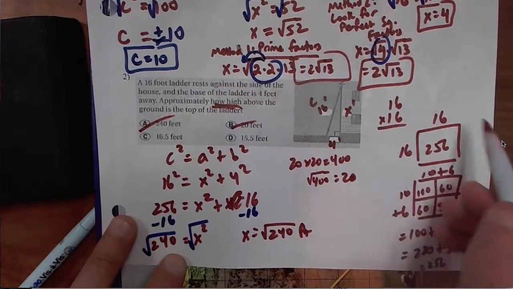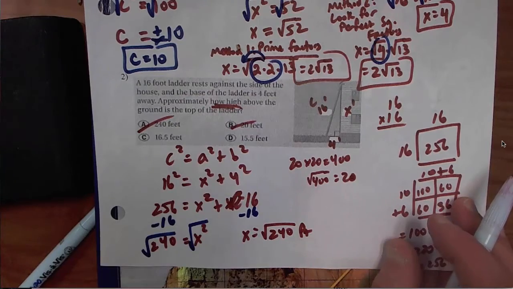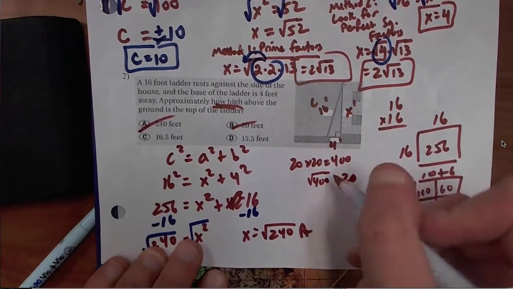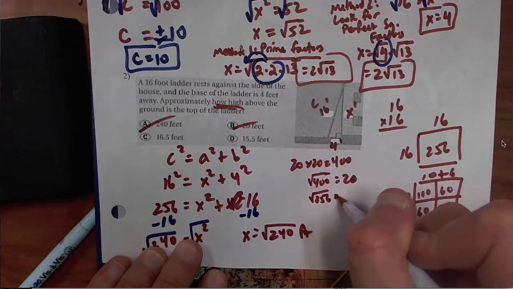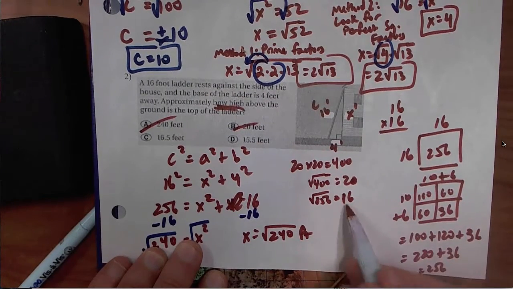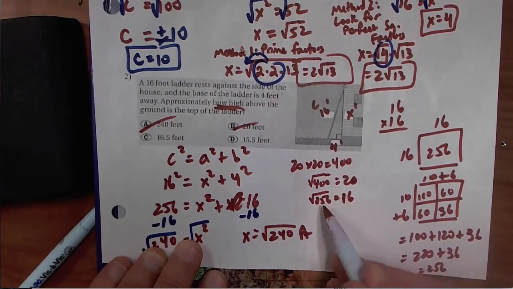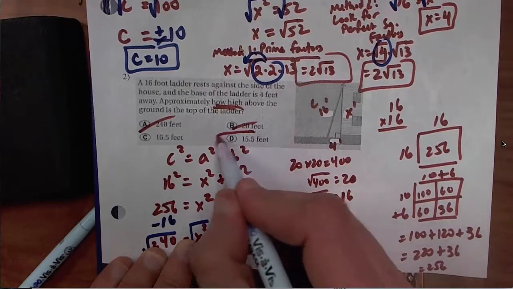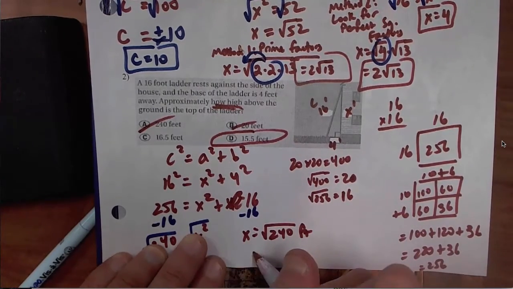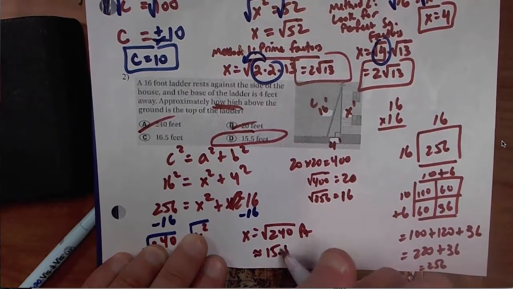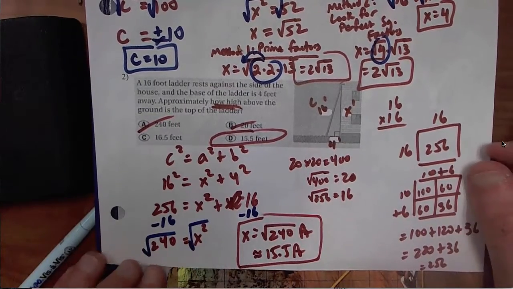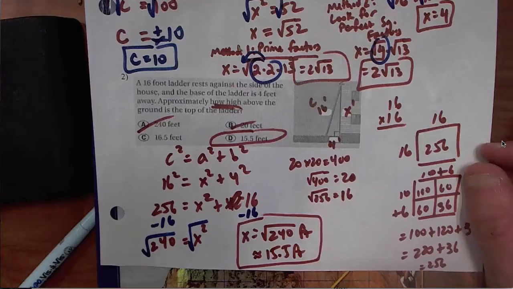Here's your hint. Think about it. If 16 times 16 is 256, that means the square root of 256 is 16. This is smaller than that, so it cannot be 16.5, since this is 16. This has to be less than that. So this has to be 15.5 feet. Okay, so sometimes you have to use a little bit of logic to go with these.